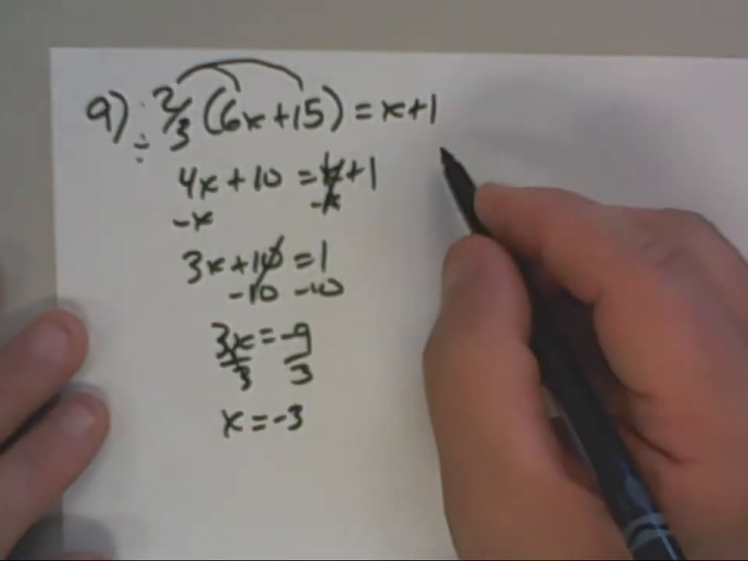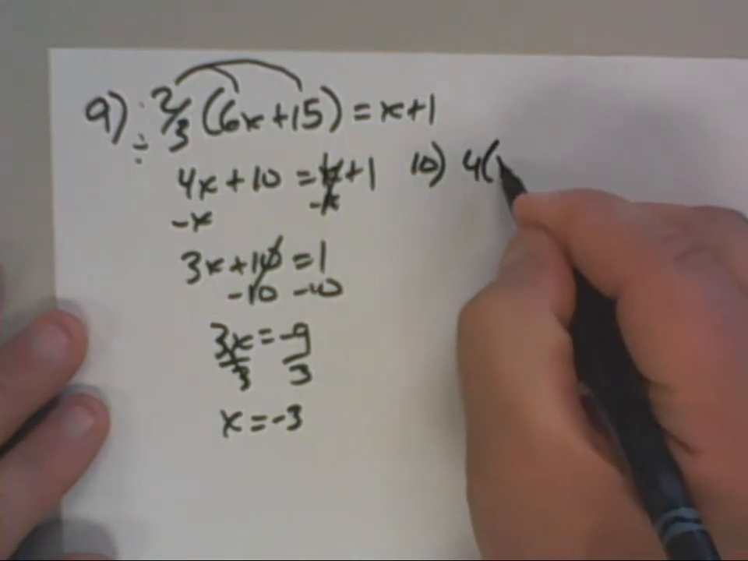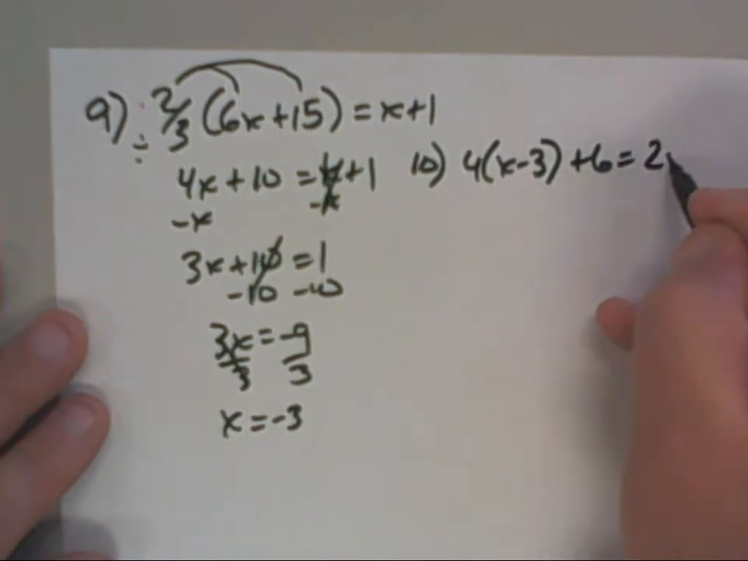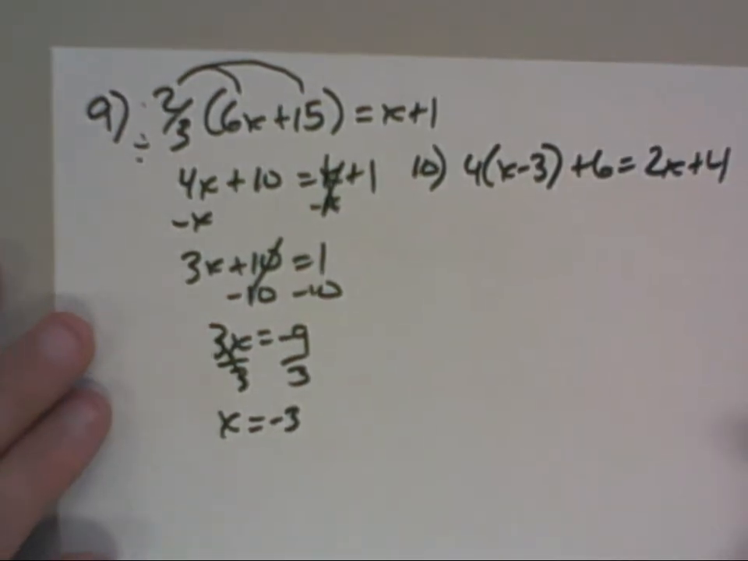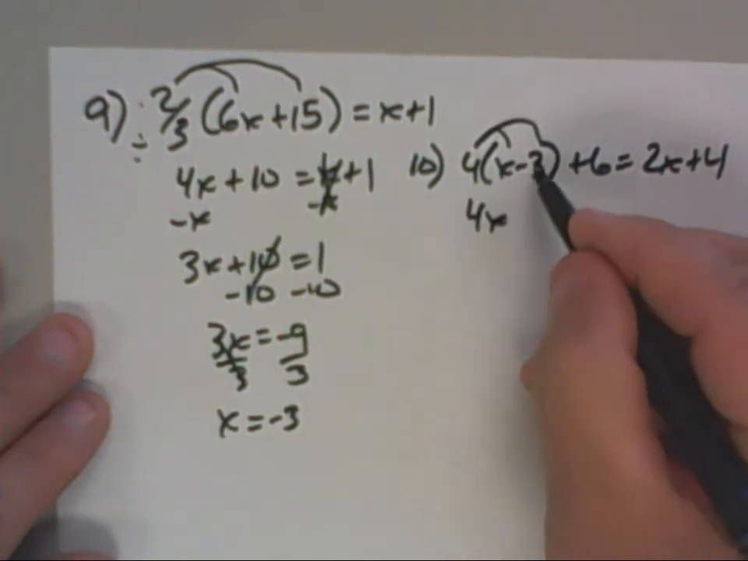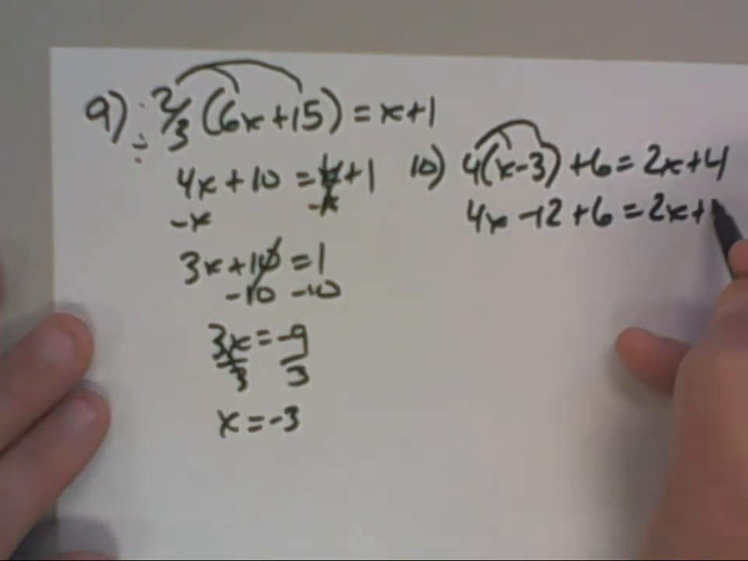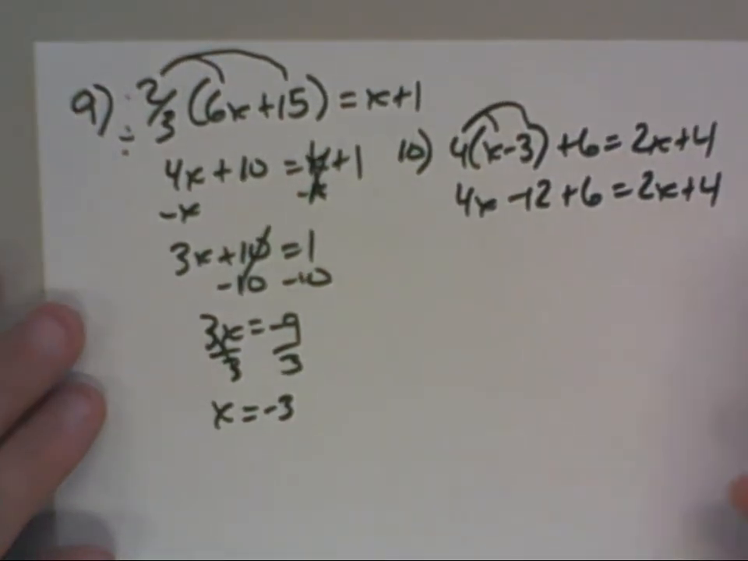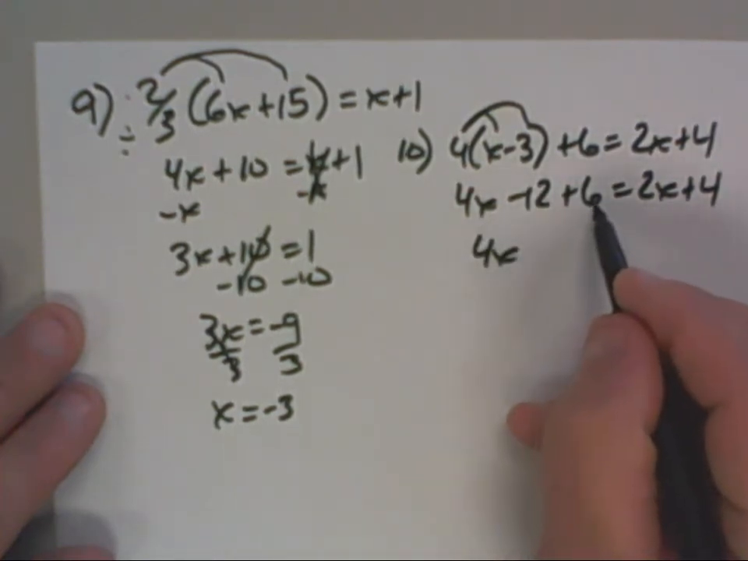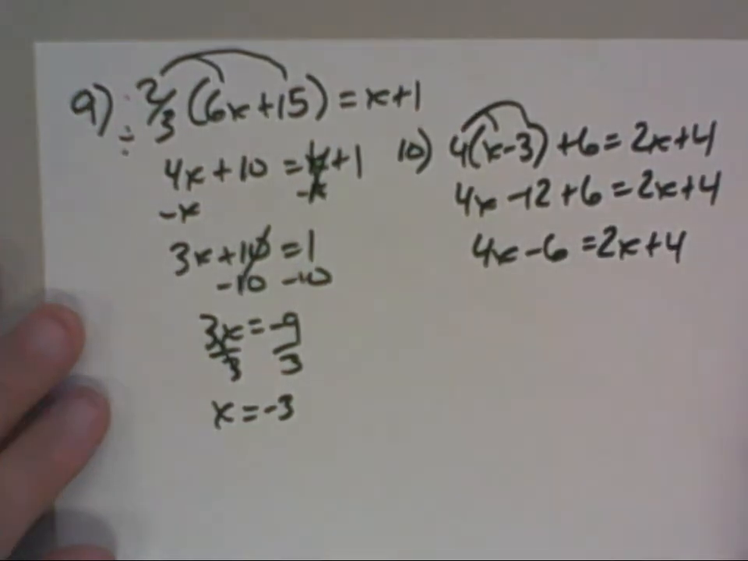If we go on to number 10, number 10 is 4 times (x minus 3) plus 6 equals 2x plus 4. So if I distribute the 4, 4 times x is 4x, 4 times negative 3 is negative 12, plus 6 equals 2x plus 4. I can combine like terms here. I can't do anything with the 4x, but the negative 12 plus 6 is negative 6, equals 2x plus 4.